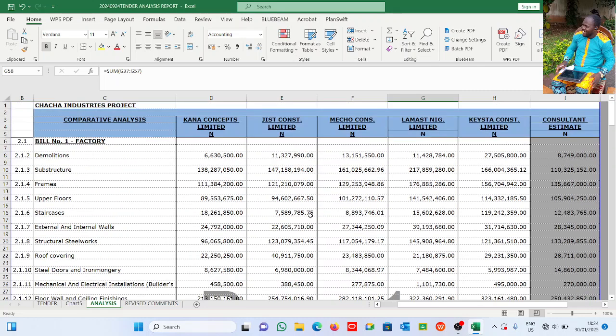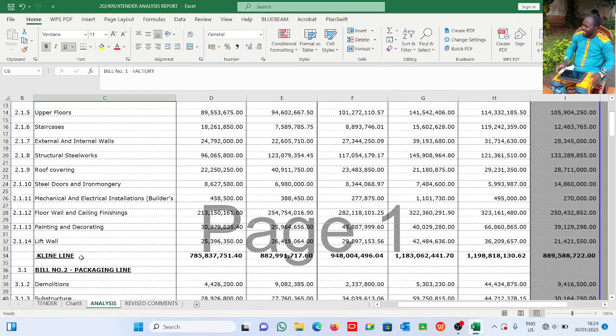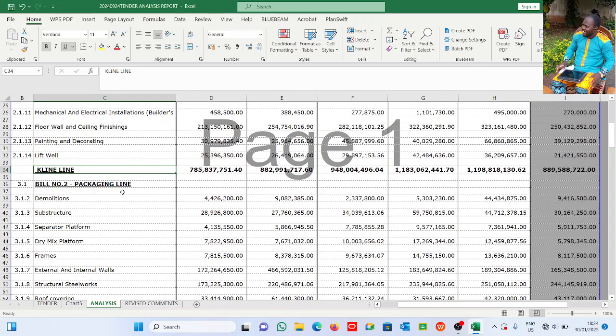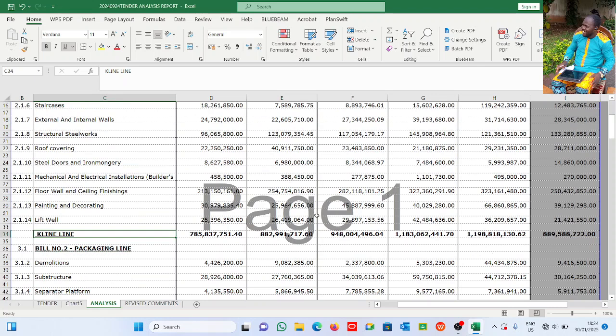Alright, so after the arithmetic check, the next thing is your comparison, comparative analysis. For this, you can see here, this is the Chaka Industries project. We have these contractors and we want to compare their tenders or their bids. We have the factory, which is the clean line, and we also have the packaging line. Of course, these are just names.